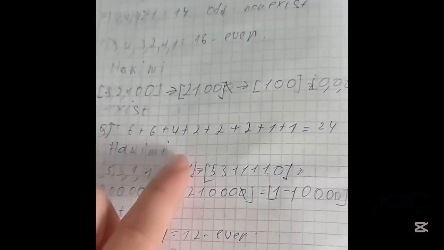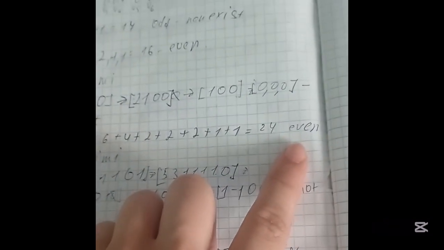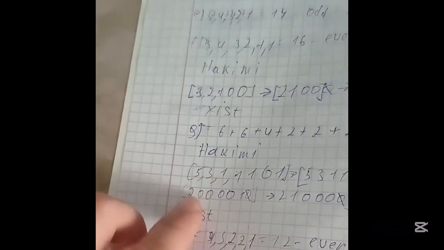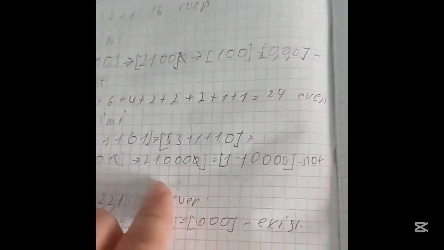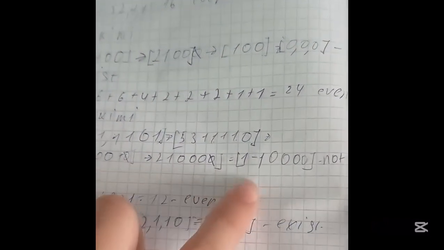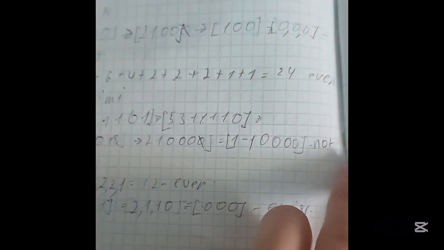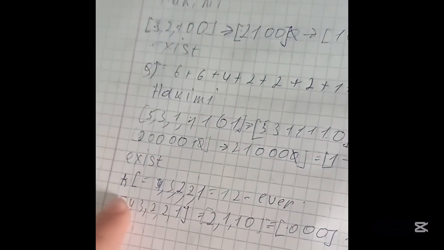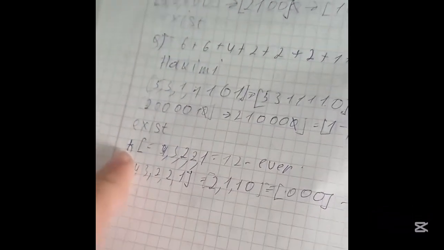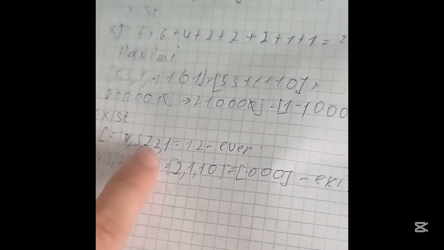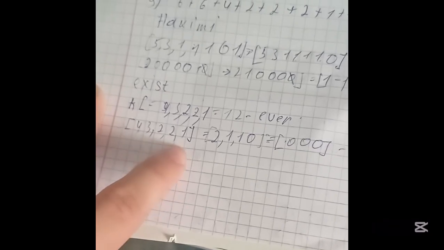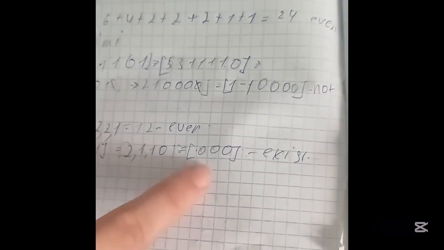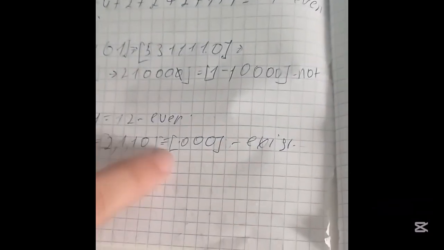J6, 6 plus 2, 24, even. Use Havel-Hakimi algorithm. Remove, and overall we have minus 1, therefore it does not exist. 4, 3, 2, 2, 1, even. Use the same algorithm, replace, and reduce by 1, and we got zeros because it exists.